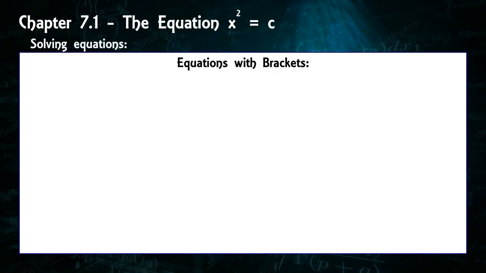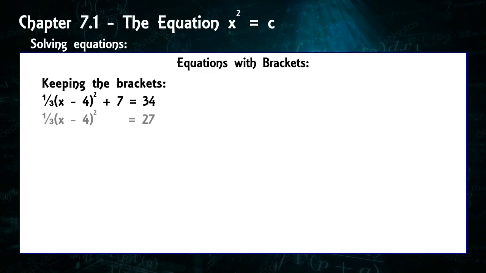So, as a final example, let's take a look at this equation. 1/3 x minus 4 squared plus 7 is 34. We first subtract 7 to receive 1/3 x minus 4 squared is equal to 27. We then multiply by 3 to erase the fraction. We now have x minus 4 squared is equal to 81.